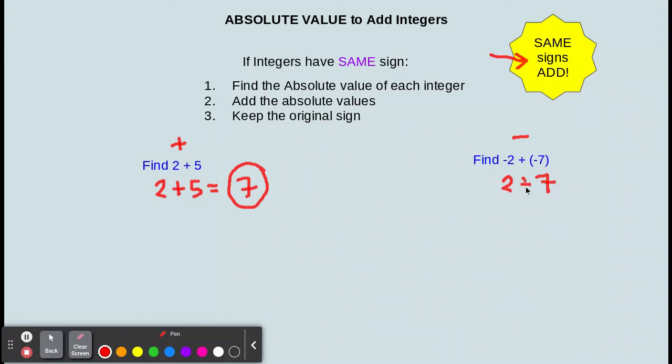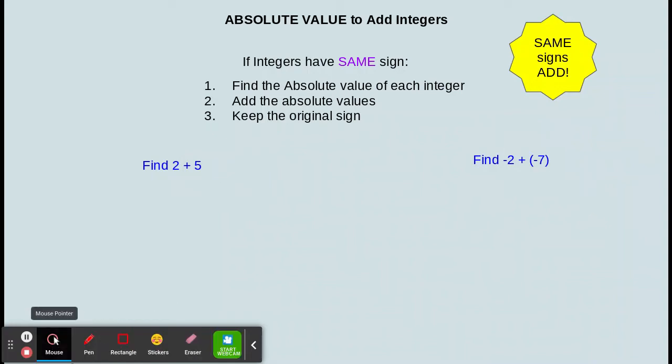We're going to add them. That is a 9. But we need to keep the original sign. And our original sign is negative. So the answer is negative 9. Right? Thinking back really quick to good guys, bad guys. These are all bad guys, so we know that their answer has to be bad guys as well.